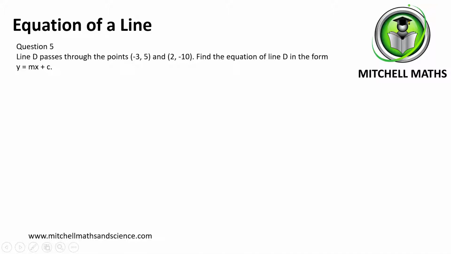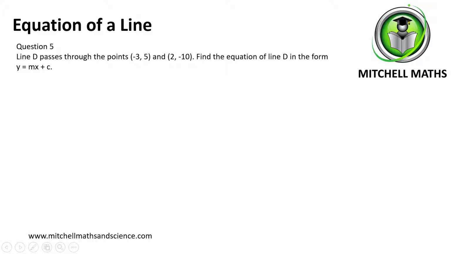In this question, they give us 2 points. Line D passes through points (-3, 5) and (2, -10). Find the equation of line D in the form y equals mx plus c. This time we haven't been given the gradient and we haven't been given the y-intercept, but we've been given 2 points on the graph. What I'm going to use these 2 points to find is the gradient.